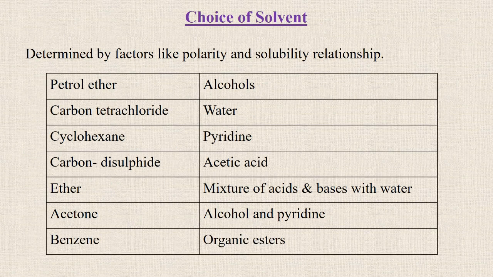Choice of solvent or mobile phase. Here are different examples. The choice of solvent or mobile phase is determined by the polarity and solubility relationship. If we have to separate a polar mixture, then we will use polar solvents, because the solubility principle states that like dissolves like. So if we use non-polar solvents, it will not separate the polar components.